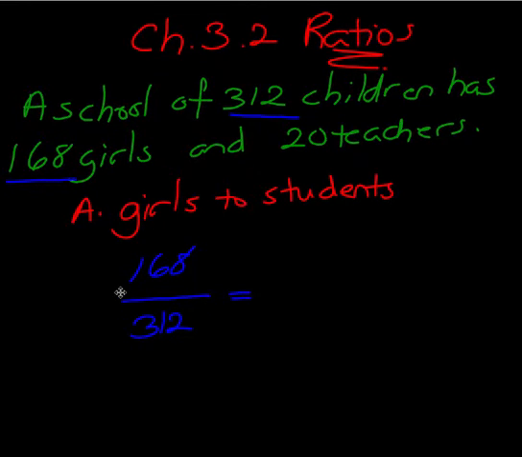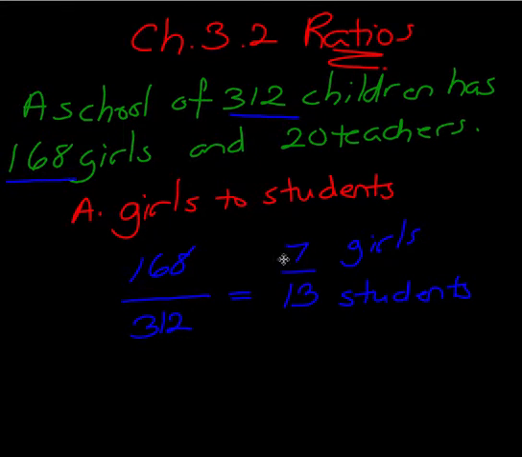Now, this fraction is a large fraction, and it can actually be reduced. So if I were to reduce this, I can reduce it to the fraction 7/13. So that means out of every 13 students, 7 are girls. Okay? So out of every 13 students, 7 of those students will be girls.